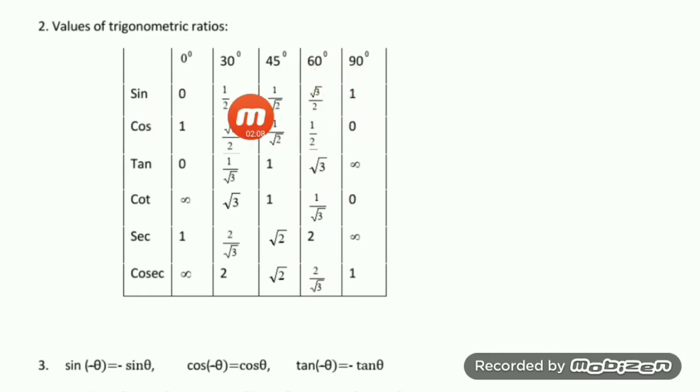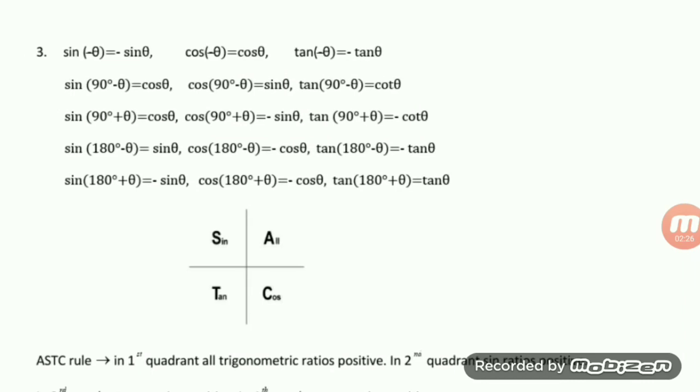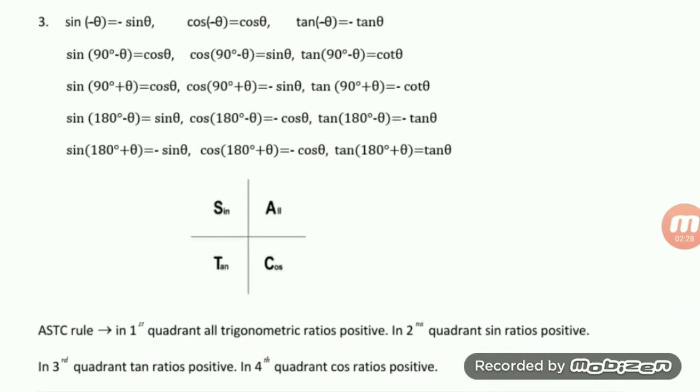And if you know the values of sine, you come from here, you come like this, and you will have the values of cos. You see, this is here, this one is there, like that. Similarly tan, cot, sec and cosec, these values you try to remember. Here I give you some results on converting negative angles.